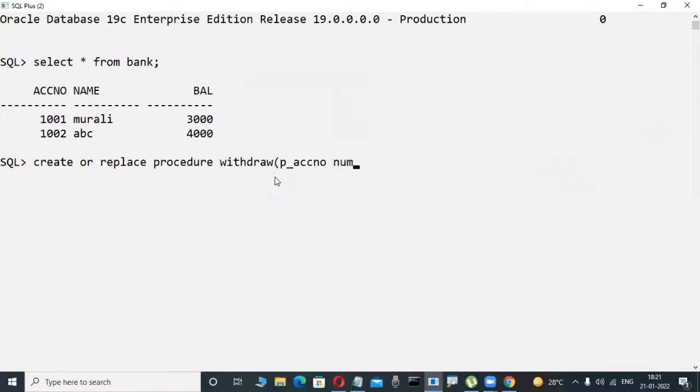Account number I'm passing. Again, amount also I'm passing, because I try to withdraw. The ATM card is there, same like before. And now here the amount, I'm passing something only. Okay. Now some coding is there. I want to find out a balance.